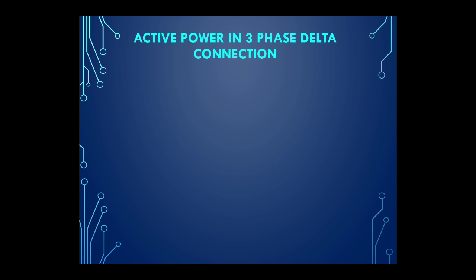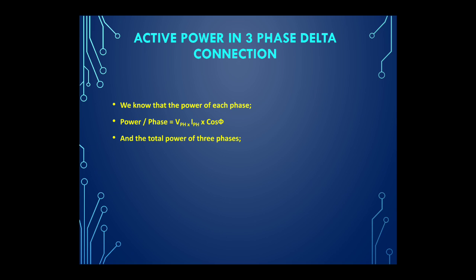Now the active power in a three-phase delta connection. We know that the power of each phase equals VPH, or phase voltage, into phase current into power factor, and the total power in three phase is P equals 3 into phase voltage into phase current into power factor. That is the active or real power.